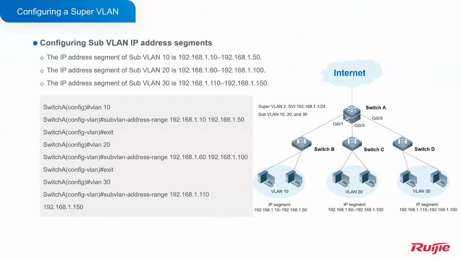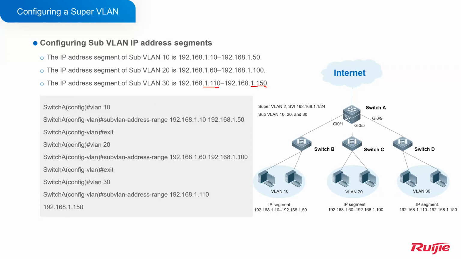Here is the design of the IP address. For example, the IP address segment of VLAN 10 is from 192.168.1.10 to 1.50. And VLAN 20 is from 1.60 to 1.100. VLAN 30 is from 1.110 to 1.150.